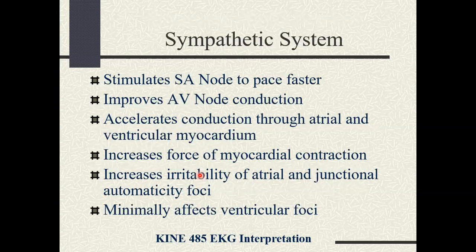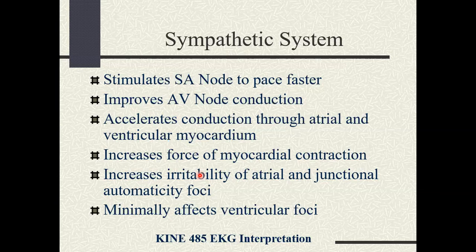Now, when we go to the other side on the sympathetic nervous system, again, this is where we're going to speed things up. So the sympathetic nervous system is going to stimulate the SA node to pace faster. It's going to actually increase the speed at which the conduction goes through the AV node. It's going to increase the speed of conduction through the atrial and ventricular system. Okay. We will then see an increase in force of contraction of the myocardium.